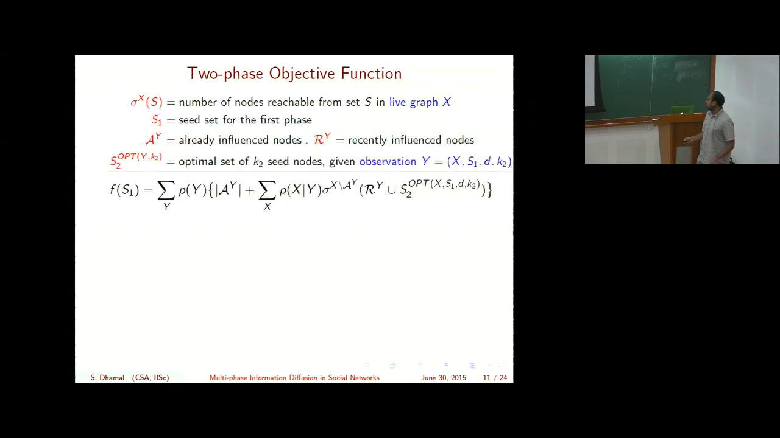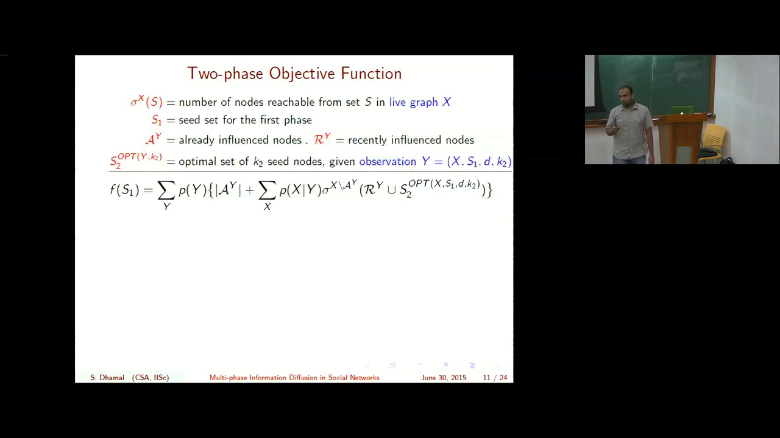Okay, so just to introduce, for single phase influence maximization, this is the objective function. If you select a seed set S, then X is some kind of a live graph, and sigma_X(S) is the set of nodes which is reachable from the set S, and this live graph is going to happen with probability P(X). So basically, there's some kind of an expected spread that we can achieve when the seed set selected is S.